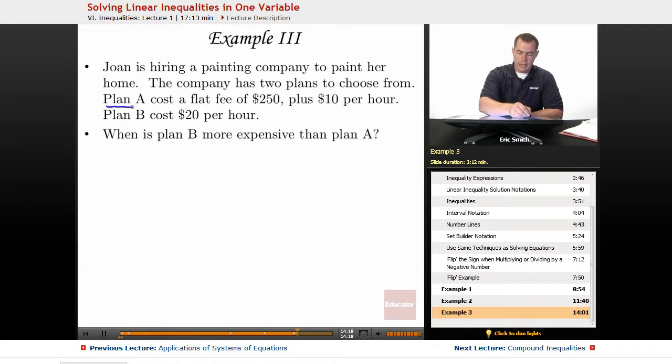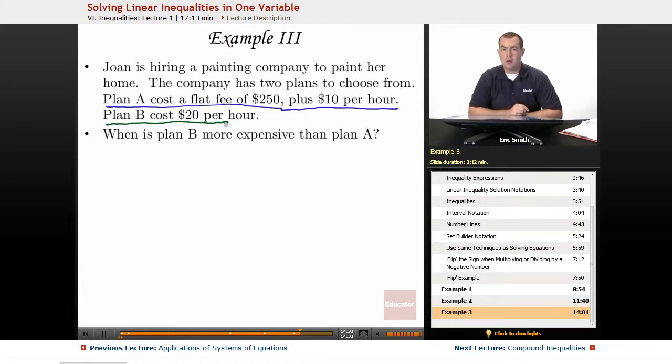You can choose Plan A. In Plan A, they charge you a flat fee of $250 and $10 for every hour that it takes to paint the house. For Plan B, they don't charge you any flat fee, but they will charge you $20 per hour. So the question is, when will Plan B be more expensive than Plan A?